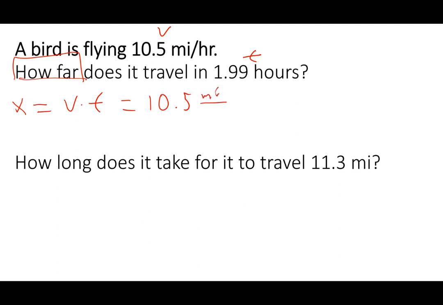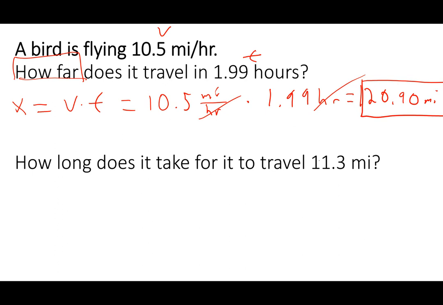just like those air freshener commercials, plug it in, plug it in. If I plug it in, I get 10.5 times 1.99. That gives me 20.895, and I want to round to 2 decimal places. So I'm going to drop this 5, and it's going to cause me to round up. Well, what happens with 9 when I round it up? It becomes 10. And so this 8 also has to become a 9. 20.895 rounds up to 20.90. My final unit, when hours cancel out, is miles.